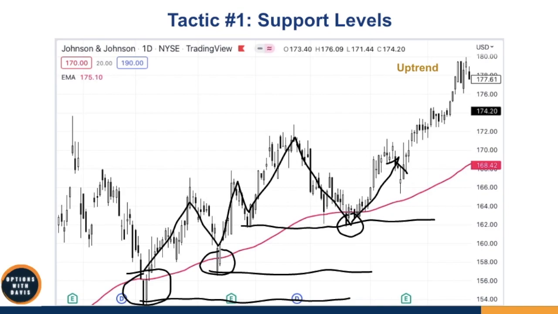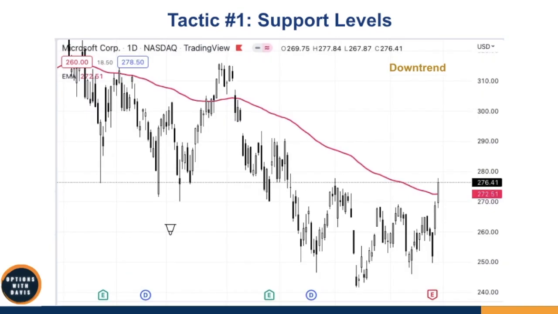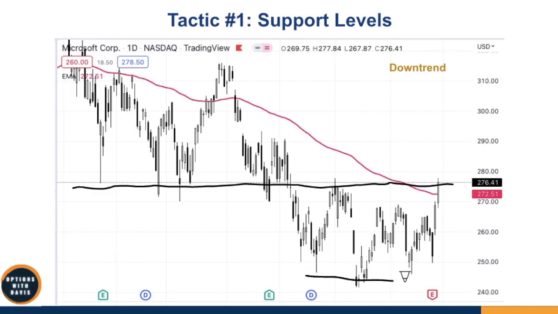So this is in an uptrend. Now what about for a downtrend? Can you identify the support levels? Alright, so as you can see, there are a few support levels here. I can draw one down here. Alright, let me just draw this all the way across, and then another support level down here.